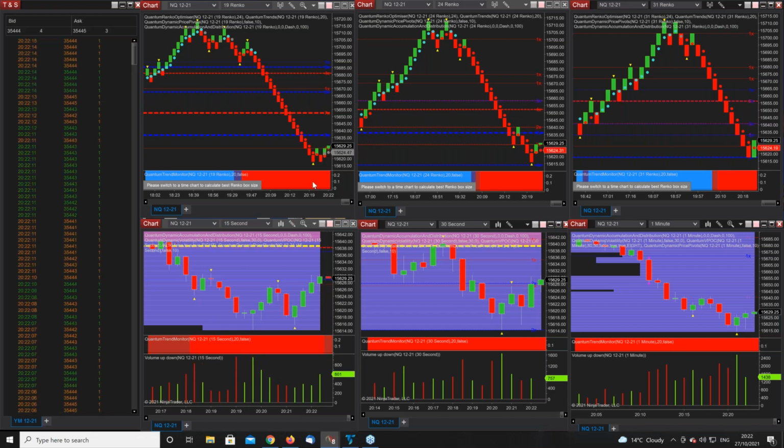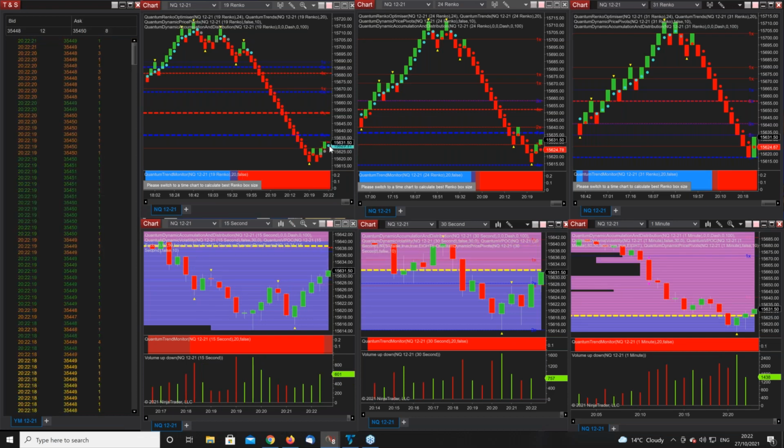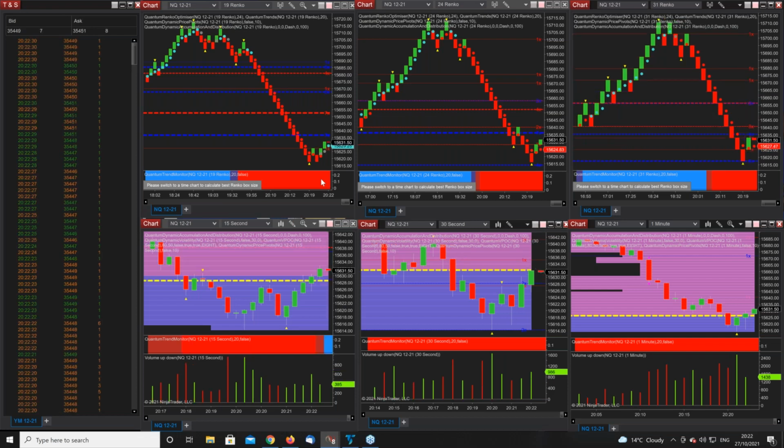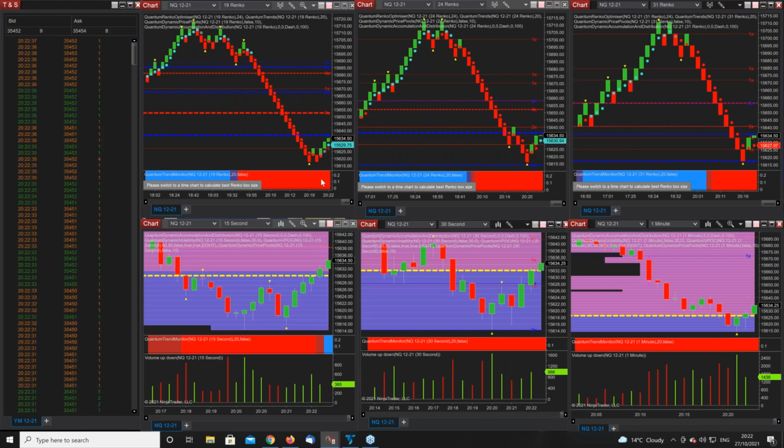Now, the trend monitor has not changed yet, and it will not change for a little while because it takes a more considered view. You can see here we're starting to get blue coming in. We had some gray, we're starting to get blue. It takes a more considered view of changes in trend. In other words, it's a slower looking indicator. It will take a more considered view of what is going on.